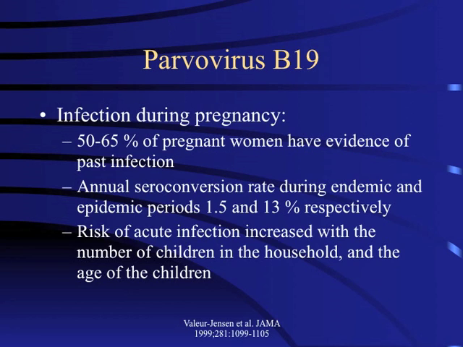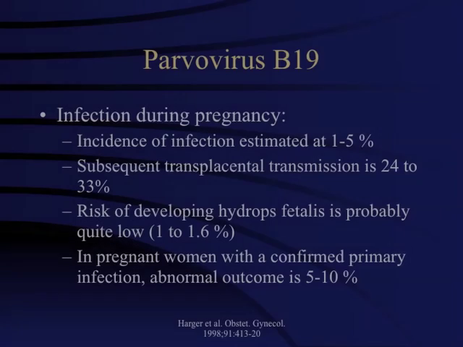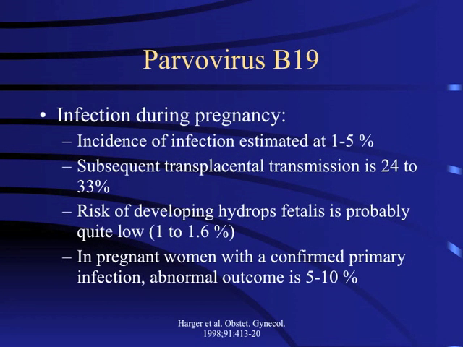The majority of women have evidence of past infection, and that's protective, but the annual seroconversion rates during endemic and epidemic periods are between 1.5 and 13% respectively. The risk of acute infection is increased if there are already children in the household, especially very young children, and also if you're a nurse or working at a daycare center, you have an increased risk of infection.